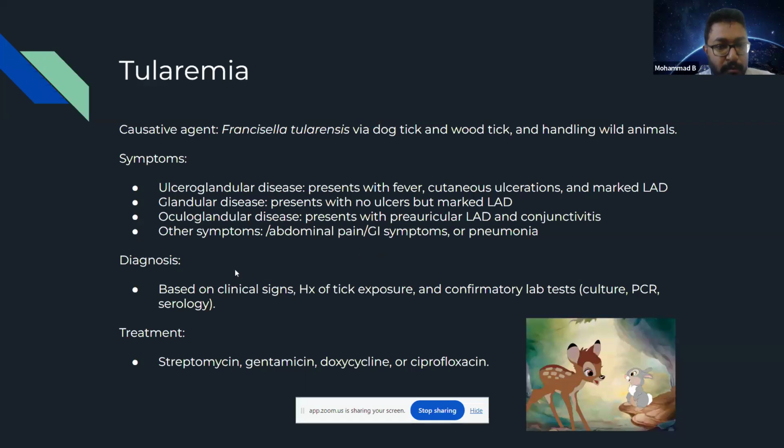So again, for tularemia, the diagnosis is mostly clinical, but if you wanted to confirm, it would be through culture, PCR, serology, and all that. And the treatment would be streptomycin, usually antibiotics.